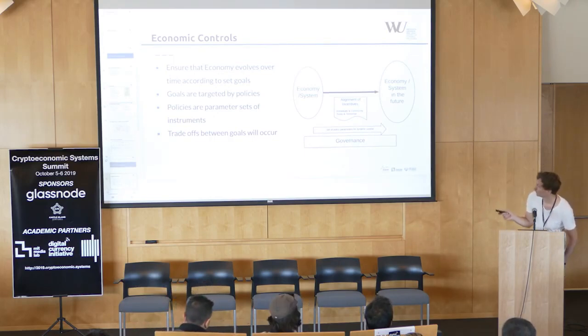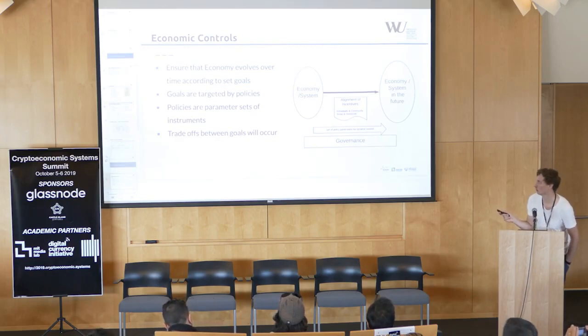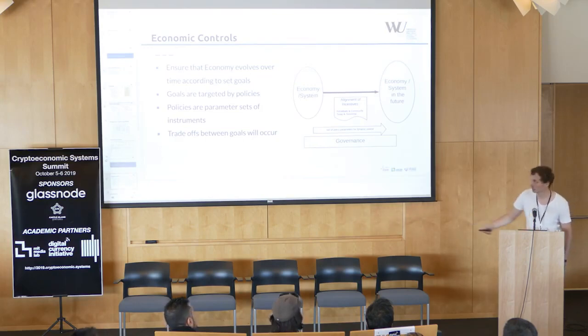So economists told us that, okay, if you want to have this, you need to, as a society, define some goals. Then you would target these goals by policies. And the goals are not directly reachable. You will have some kind of trade-offs because you can't have the perfect world.